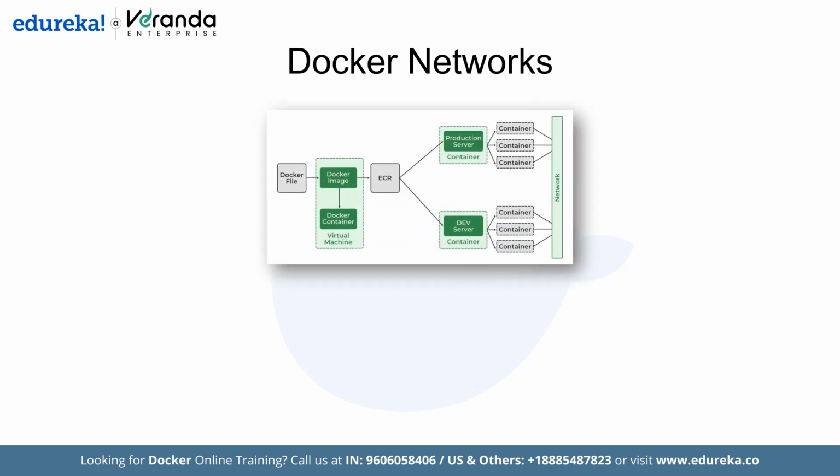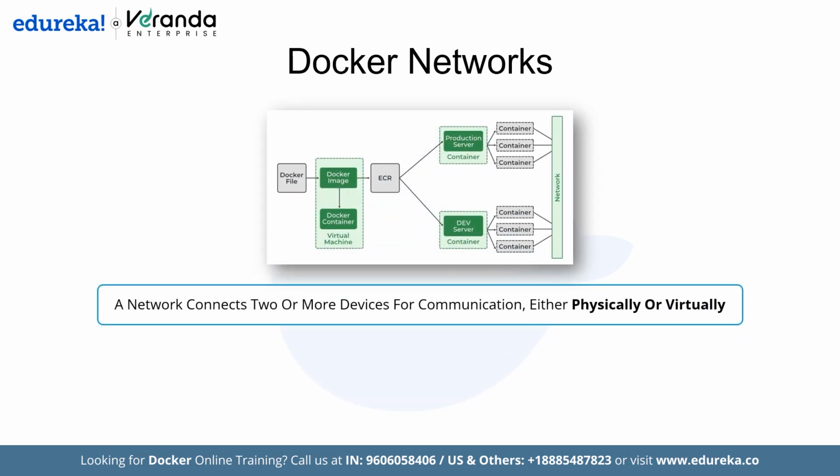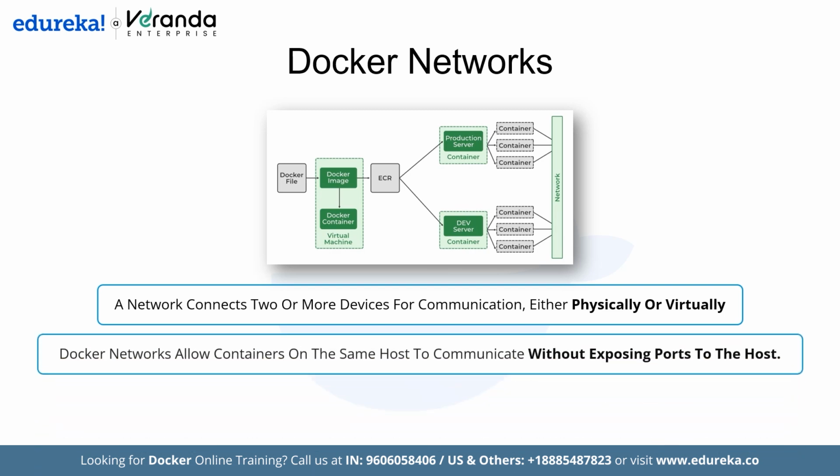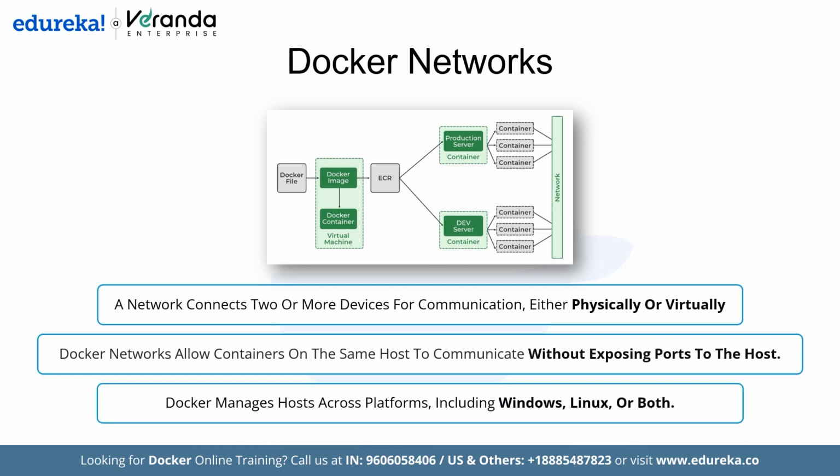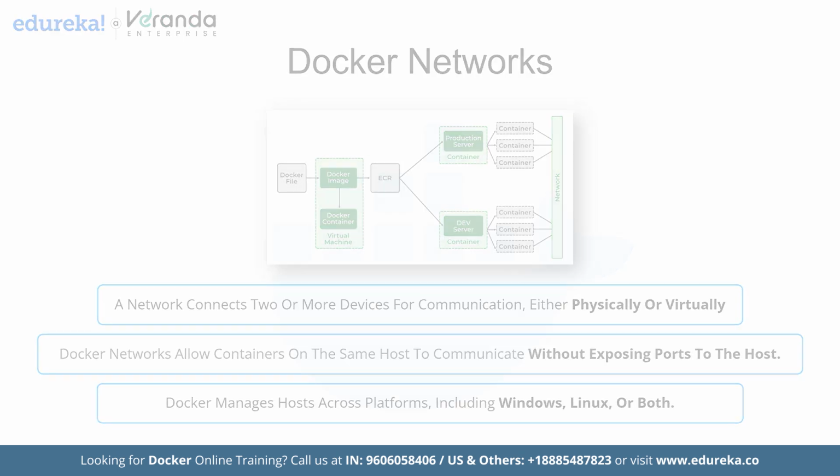Last comes the Docker network. A network is a group of two or more devices that can communicate with each other either physically or virtually. A Docker network is a virtual network created by Docker to enable communication between Docker containers. If two containers are running on the same host, they can communicate with each other without the need for ports to be exposed to the host machine. You can use Docker to manage Docker hosts in a platform-agnostic manner, regardless of whether they run Windows, Linux, or a combination of the two. The key role of a Docker network is to manage communication between containers and external networks.